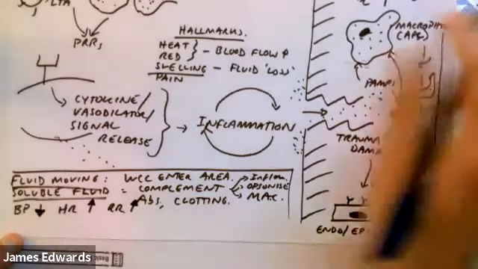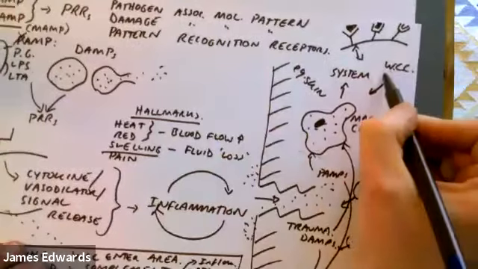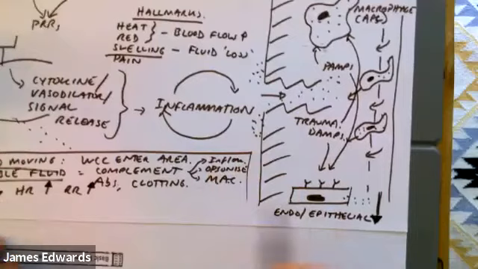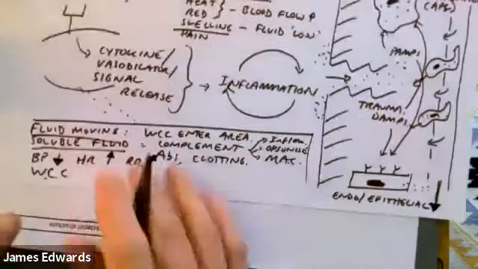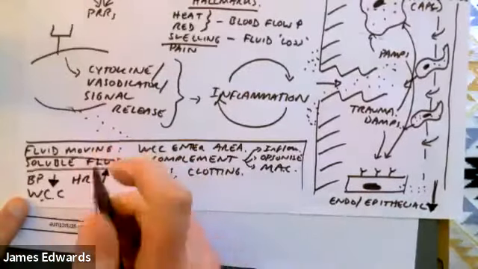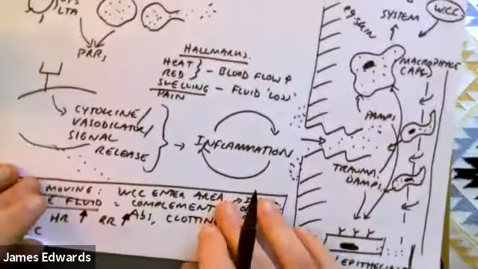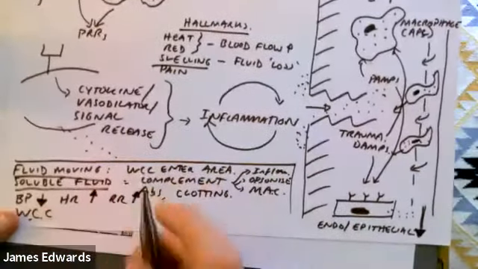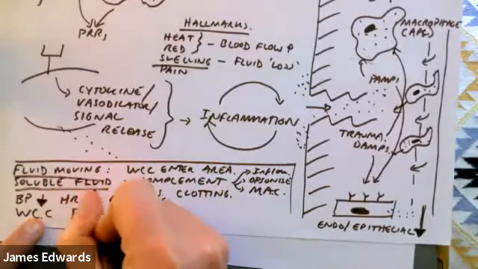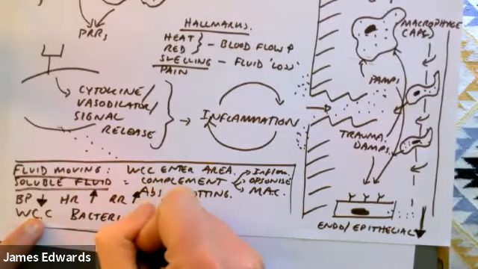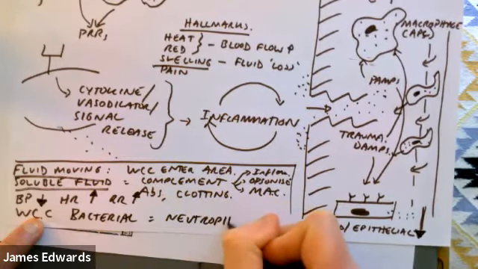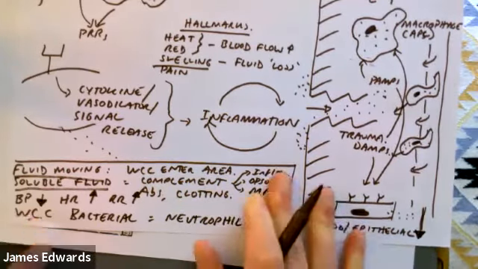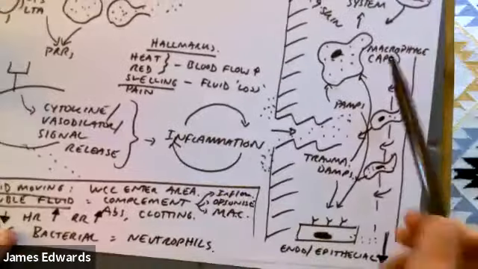And then, as I mentioned, up here, you can't see it, but up here, we've got a few white blood cells that are being attracted as well. So for example, if we had a bacterial infection, we might expect to see neutrophils being recruited. There are a few other markers as well.